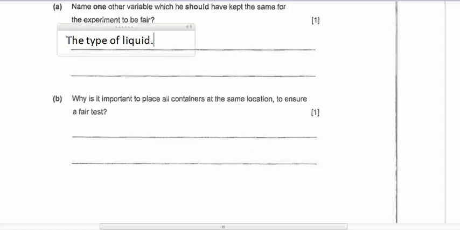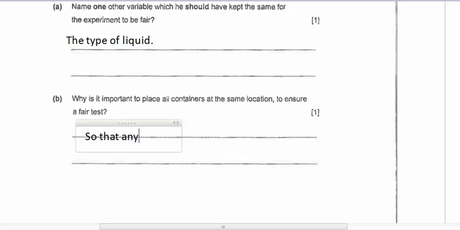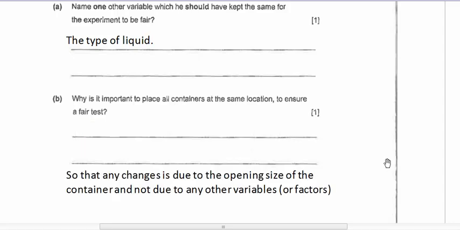Okay, so that's how you're going to phrase your answer. It will look something like this: so that any changes is due to the opening size of the container and not due to any other variables. So basically you're explaining about fair test.